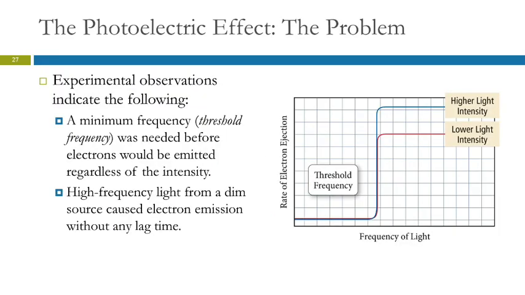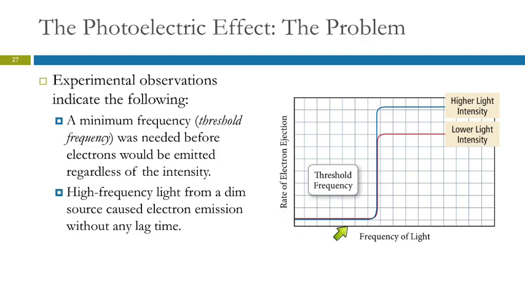So this is what was found experimentally. This graph is showing us the rate of electron ejection. Down here is no electrons being ejected, and up here's a lot of electrons being ejected as a function of the frequency of light. So this wave idea said, well, a dim light will still give us current here, electrons being ejected, but it's just going to take a while.